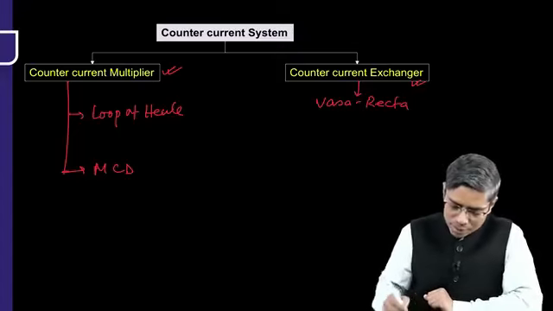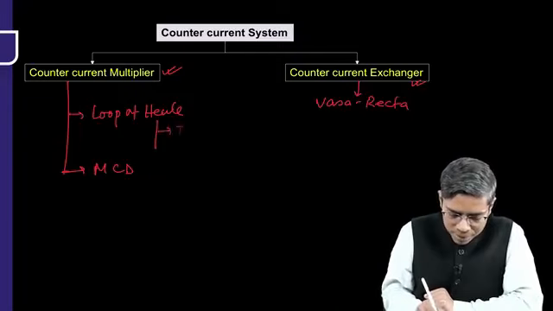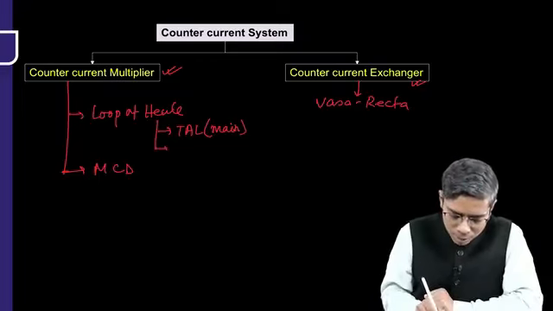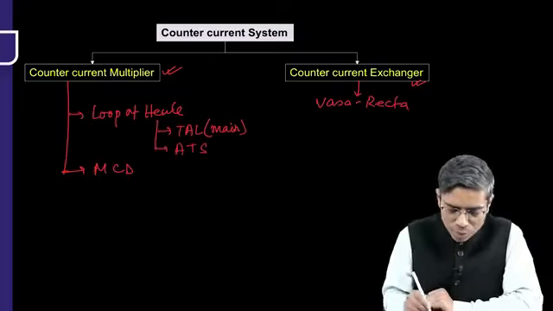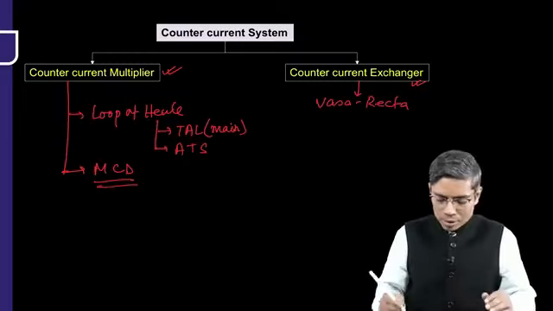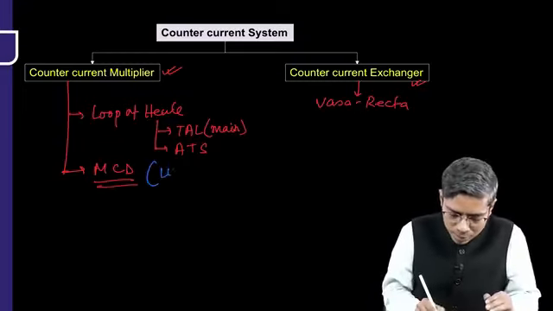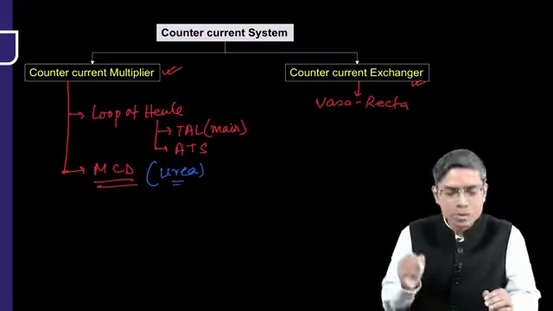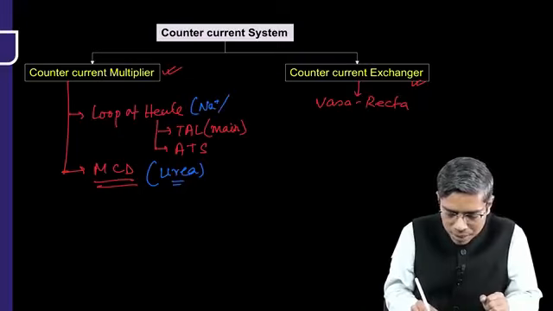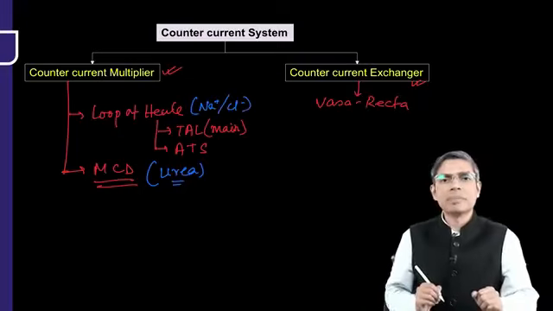In case of loop of Henle, which part? The thick ascending limb of loop of Henle is the main part for countercurrent multiplier, although the ascending thin segment of loop of Henle is also there. Medullary collecting duct is also important because this is the segment from where urea reabsorption is going to happen. And from the level of TAL, sodium and chloride reabsorption is going to happen.